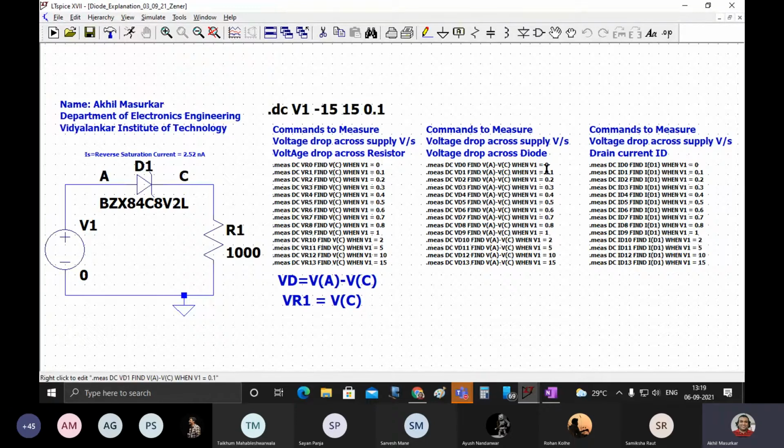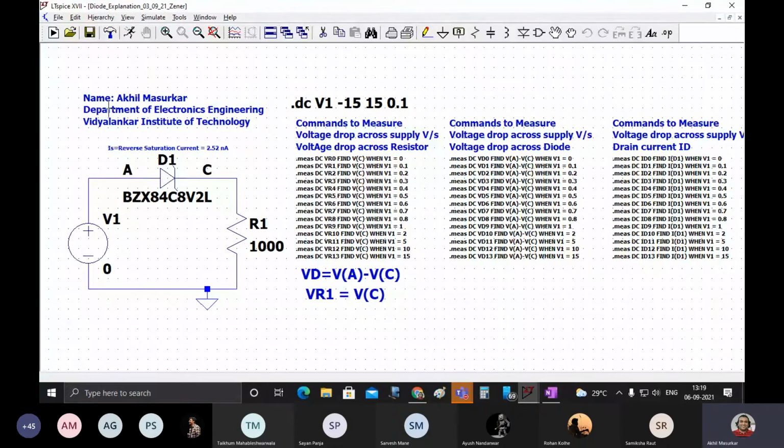So I want you all to first make only the circuit, not these commands. I don't want any commands. I want only the circuit, and you will put that in the chat box first. Only the circuit you put in the chat box. Come on, do it.